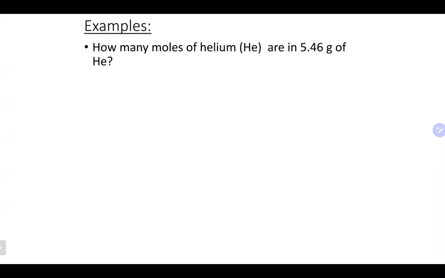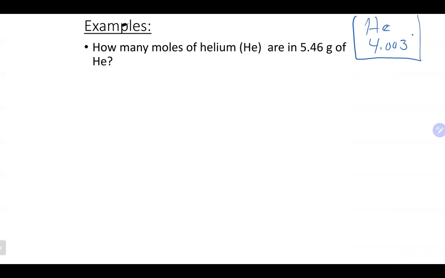How many moles of helium are there in 5.46 grams of helium? I'll give you some info if you don't have a periodic table. Helium is 4.003. So why don't you take a moment here and see what you come up with? Okay, let's take a look.